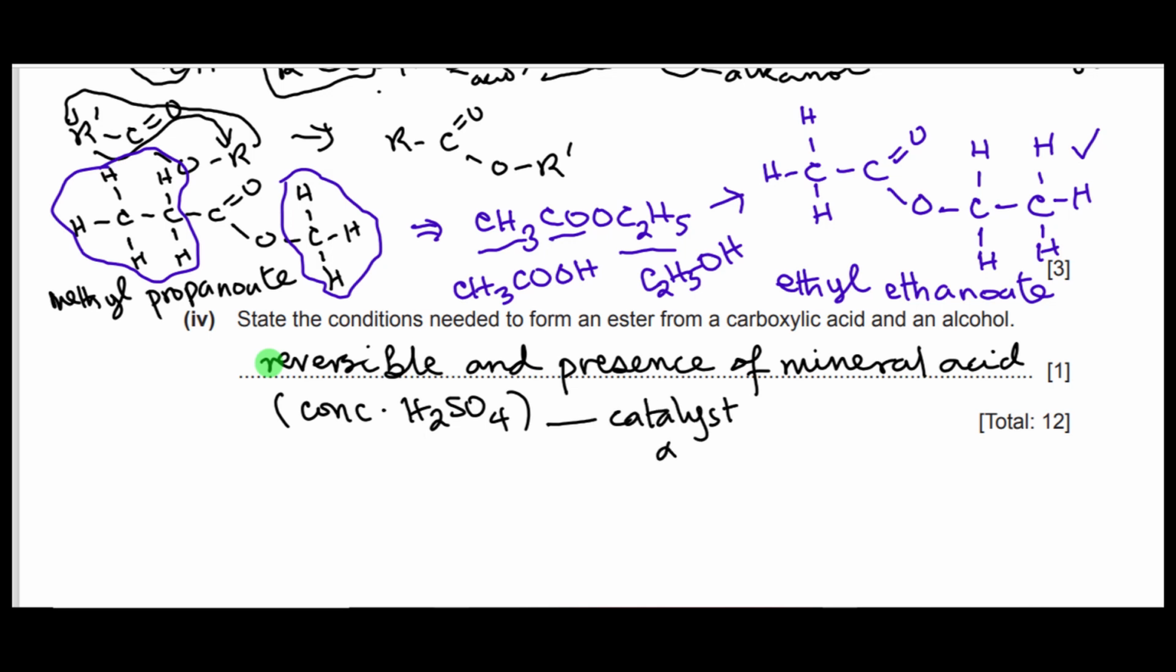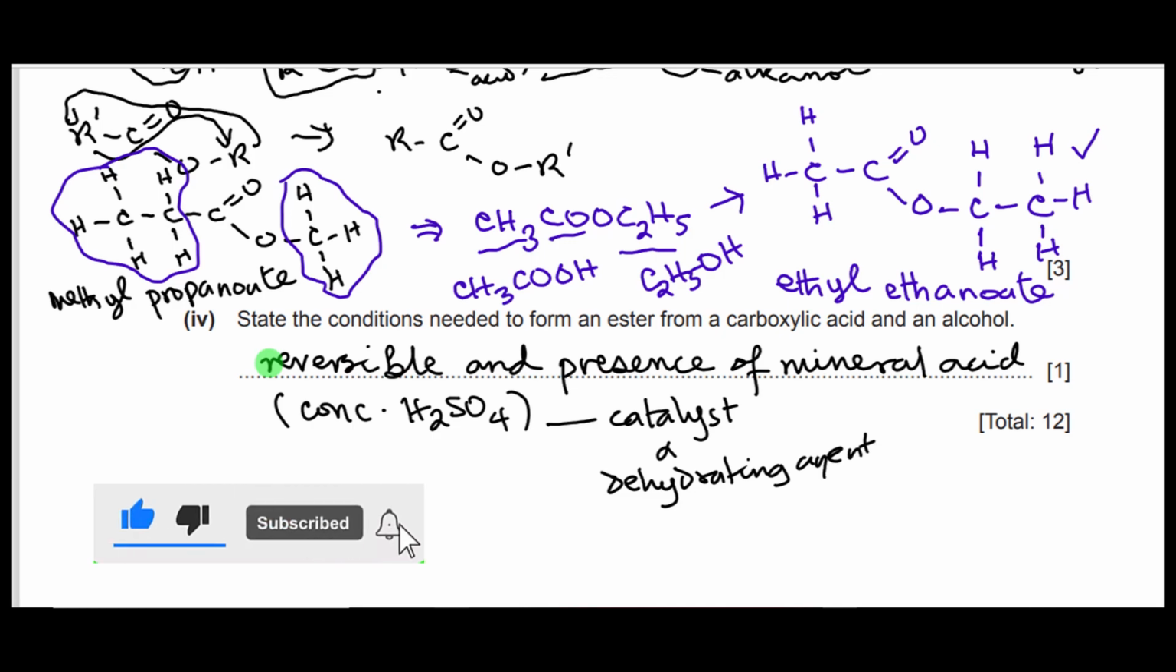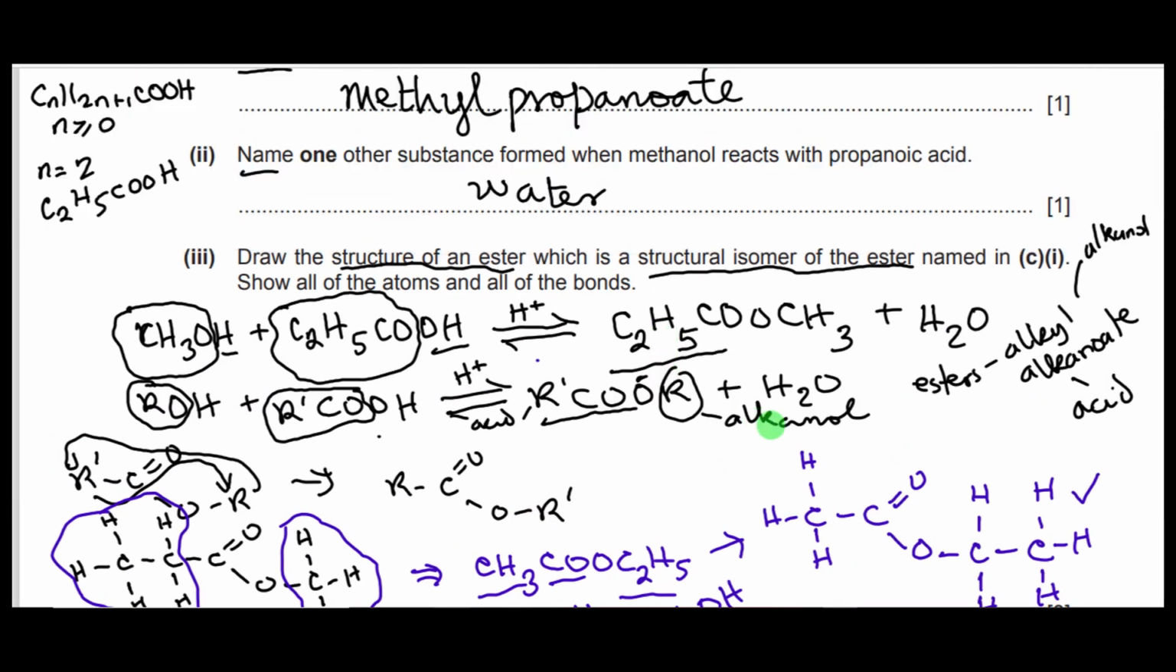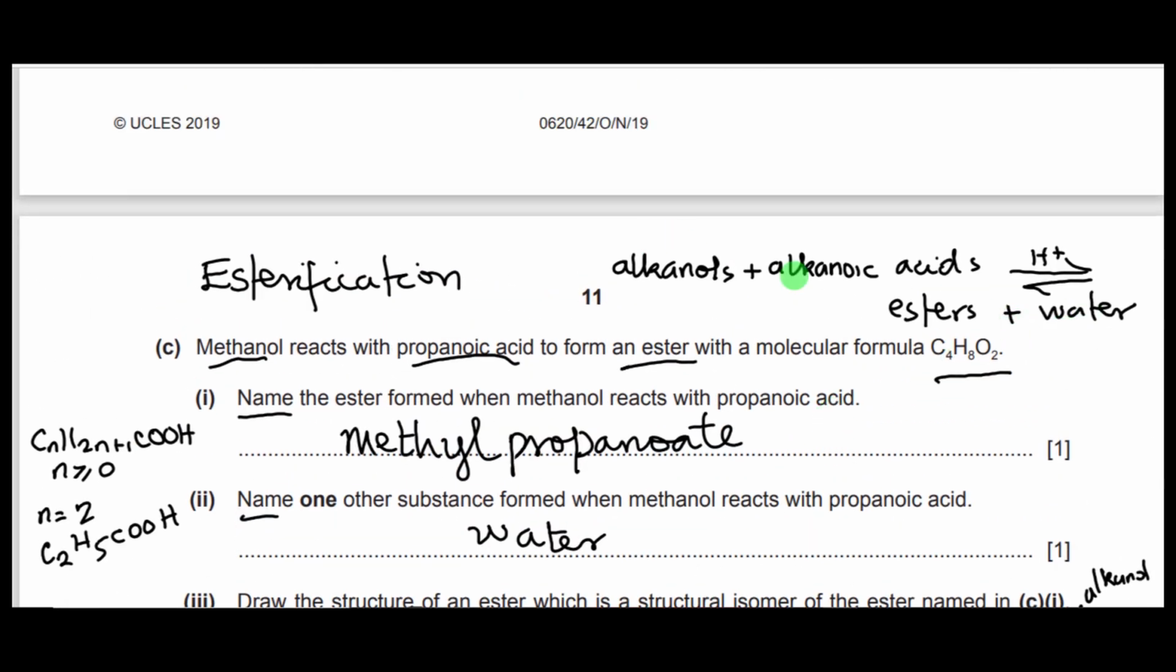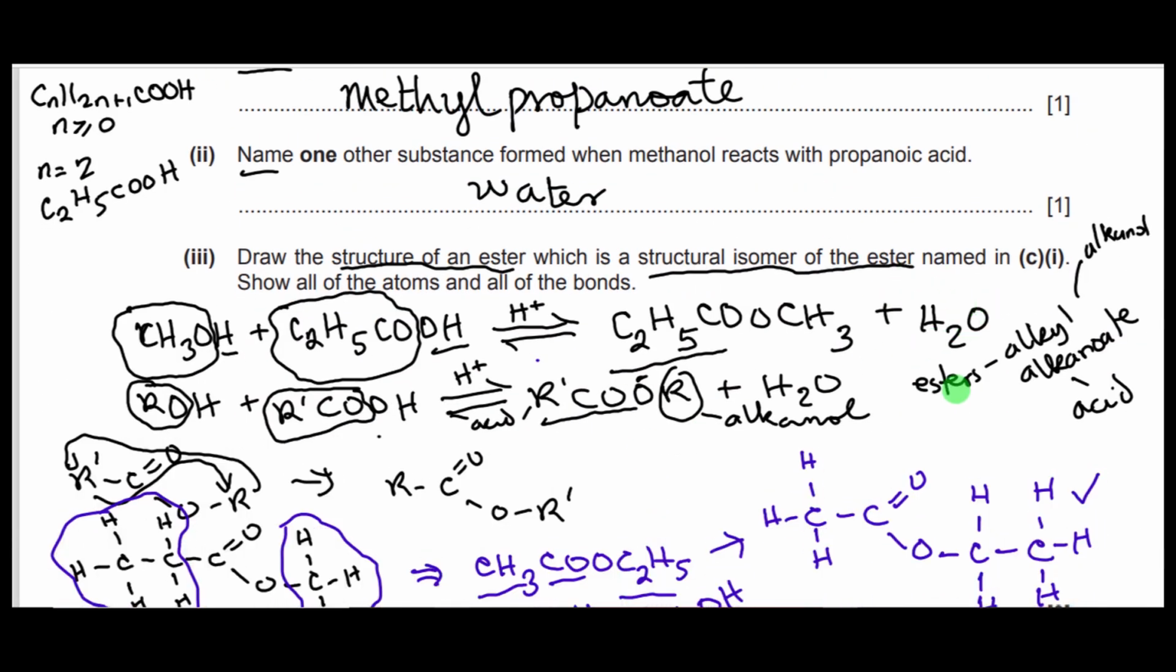Now concentrated H2SO4 here acts as a catalyst, because it's a slow reaction. It acts both as a catalyst and as a dehydrating agent, because it helps to remove water molecules from the reaction. Can you see, in the form of a condensation reaction, it removes the water molecules from the reaction between the alkanol and the alkanoic acid, right? And it also speeds up the rate of the reaction. The forward reaction is esterification, while the backward reaction is hydrolysis.